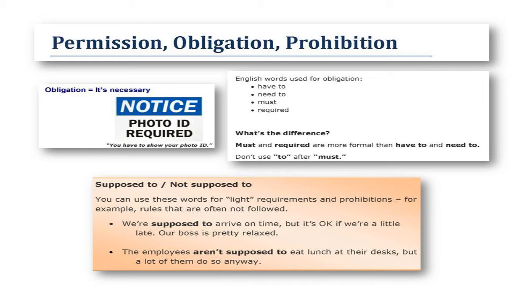Supposed to and not supposed to. You can use these words for light requirements and prohibitions. For example, rules that are often not followed. We're supposed to arrive on time, but it's okay if we're a little late. Our boss is pretty relaxed. The employees aren't supposed to eat lunch at their desks, but a lot of them do so anyway.